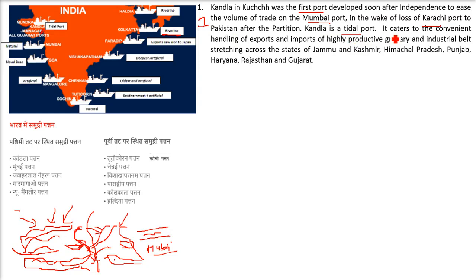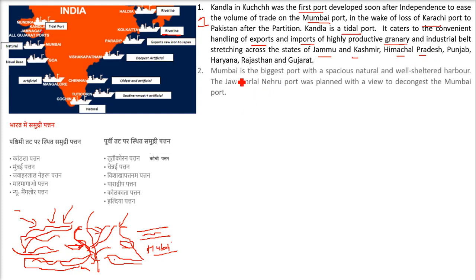Kandla is a tidal port. That is, it caters to convenient handling of exports and imports of the highly productive granary and industrial belts stretching across the states of Jammu Kashmir, Himachal Pradesh, Punjab, Haryana, Rajasthan, and Gujarat.